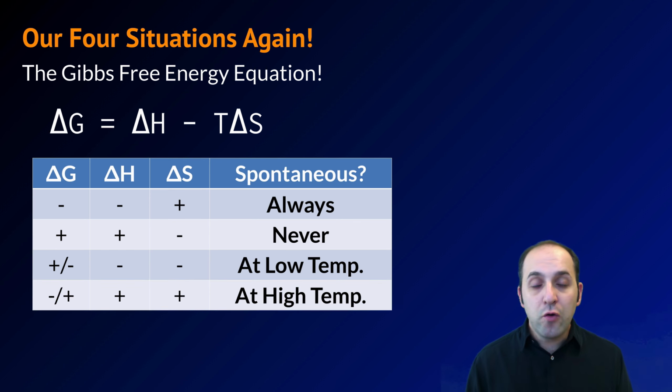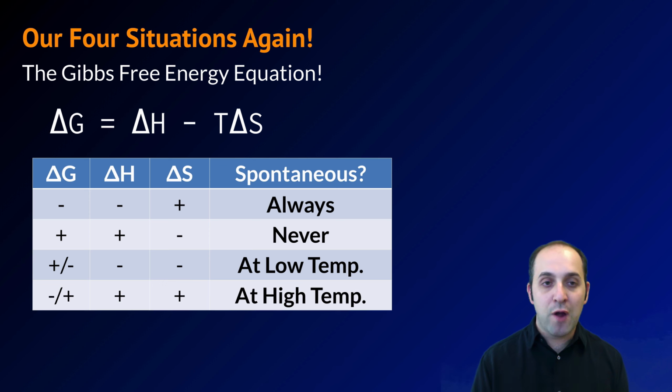Similarly, endothermic processes that increase entropy are only spontaneous at high temperatures. If delta H is positive, the product of T delta S has to be large enough so that when we subtract it from delta H, we wind up with a negative number. This is why endothermic processes that increase entropy are only spontaneous at high temperatures. So these are the four situations that we need to be familiar with.